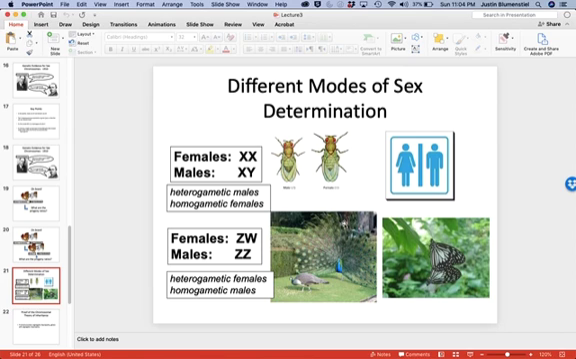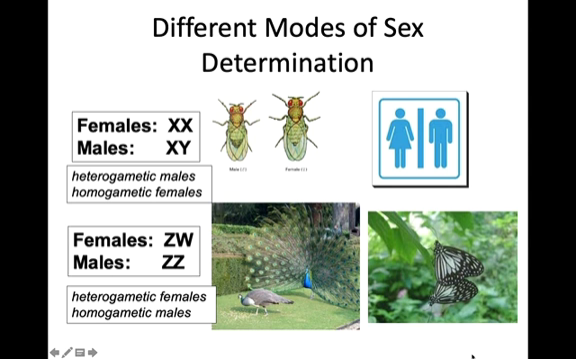Human females and Drosophila females are XX, and human males and Drosophila males are XY. So, in Drosophila and humans, we say that males are what are called heterogametic, and hetero means different, and gamete means gamete. So it means that the gametes have 2 different genotypes with respect to sex chromosomes, right? But homogametic females means that females, their gametes with respect to the chromosomes are the same, right? All of their gametes have just an X chromosome, right?